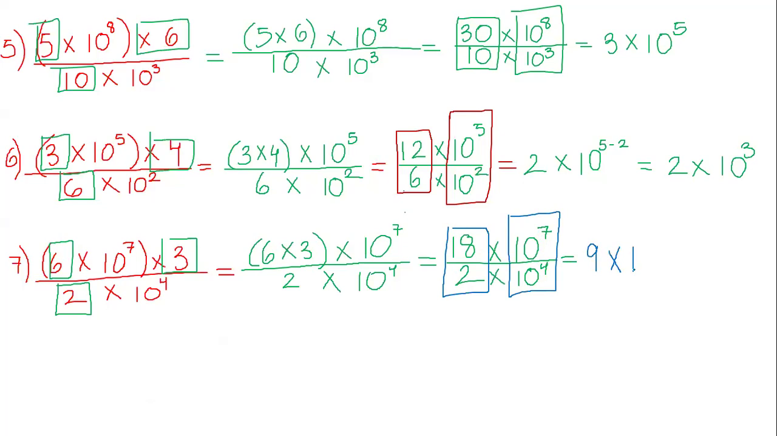9 multiplied by 10 to the power of 7 take away 4, yeah, 10 to the power of 7 minus 4. And then we get 9 times 10 to the power 3. Very good. We get 9 times 10 to the third power.